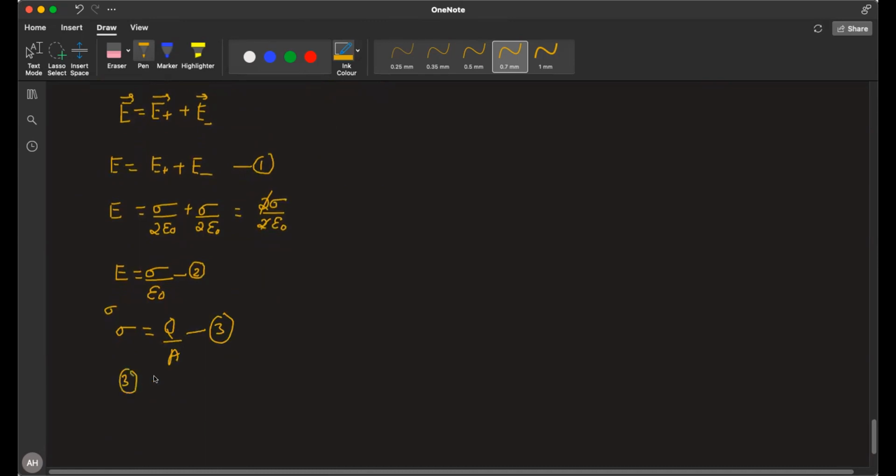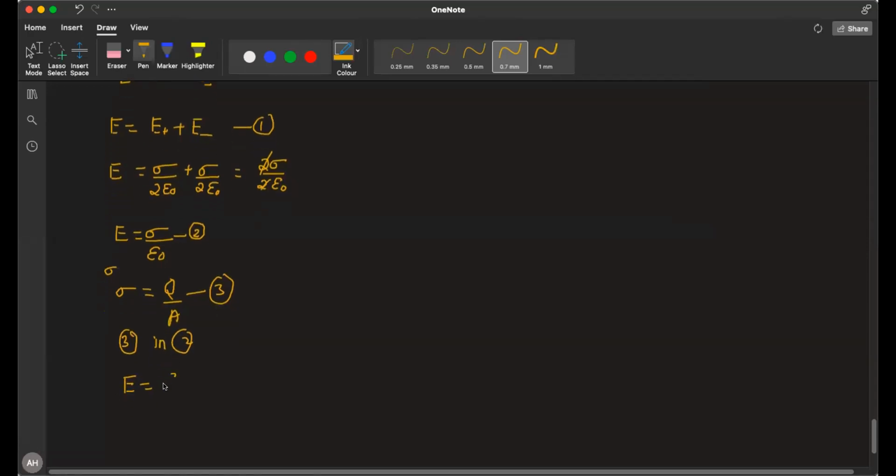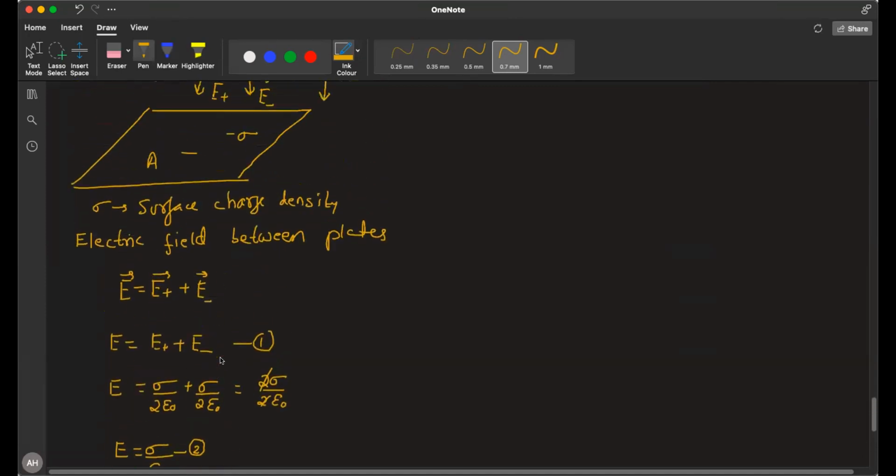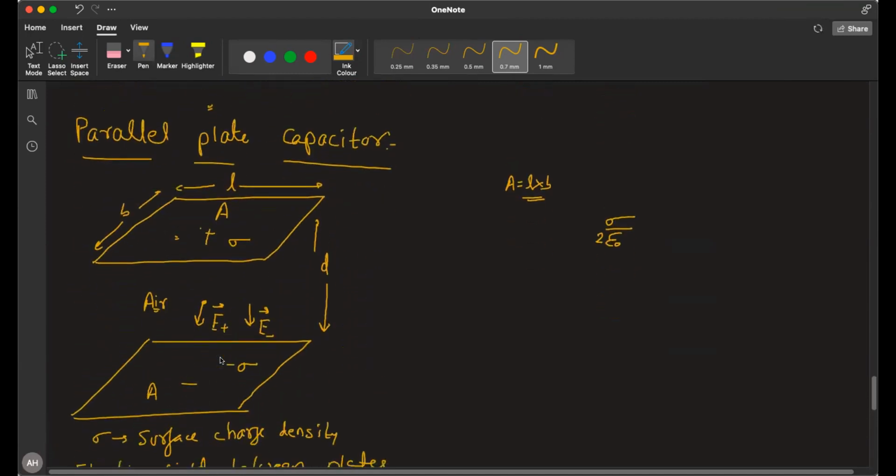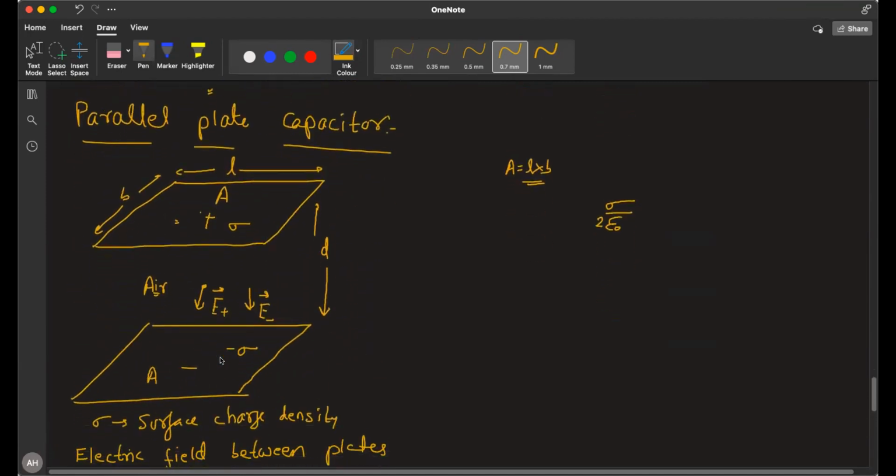If I substitute 3 in 2, then how much is E? It's Q by A epsilon naught. That is equation number 4. Note it down, then we will calculate the potential, and then the potential will help to calculate the capacitance.